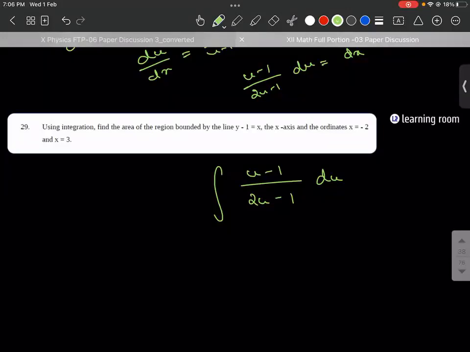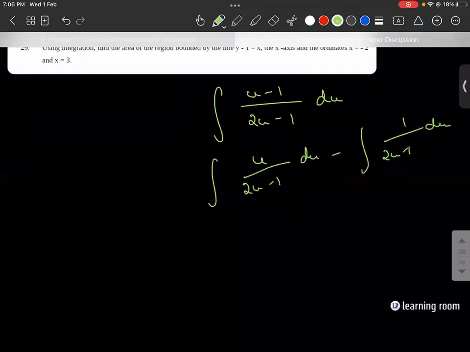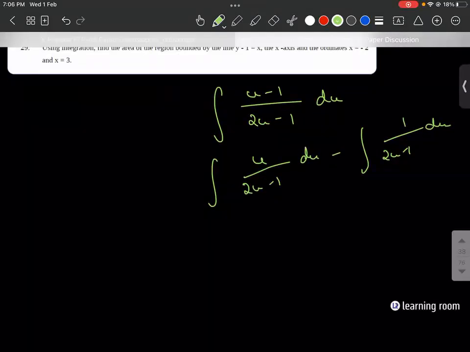See, for example, I can split and write it later. Integral of u by 2u minus 1 du minus integral of 1 divided by 2u minus 1 du. How to solve this? Sir, first one, it will be log of. Okay, I can multiply with 2 and divide it with 2. So I'll add minus 1, I'll subtract minus 1 and add plus 1. Makes sense?